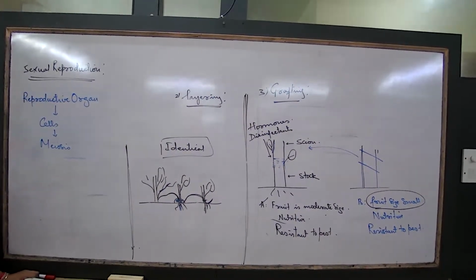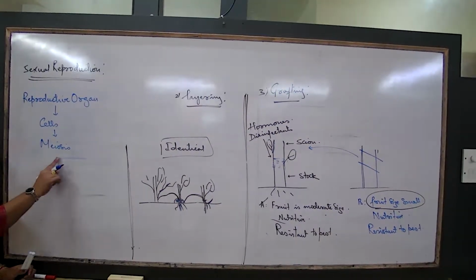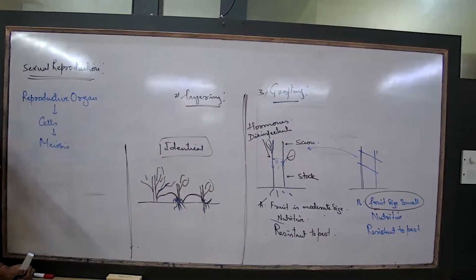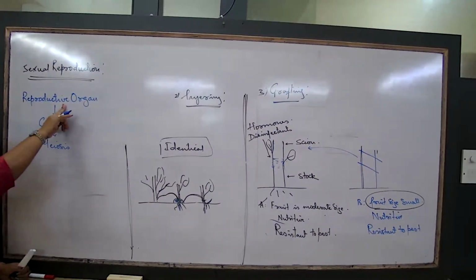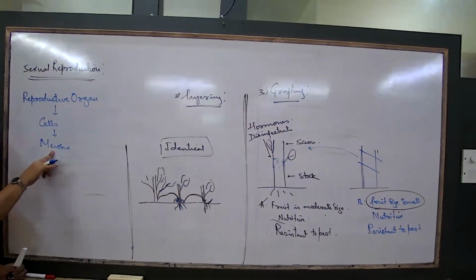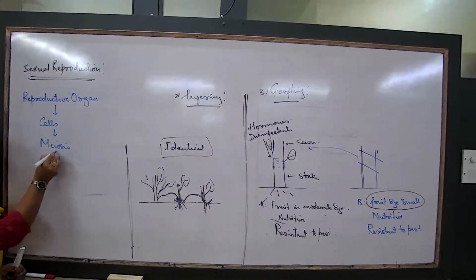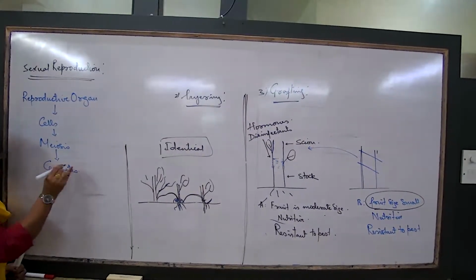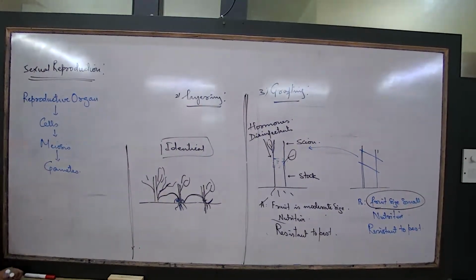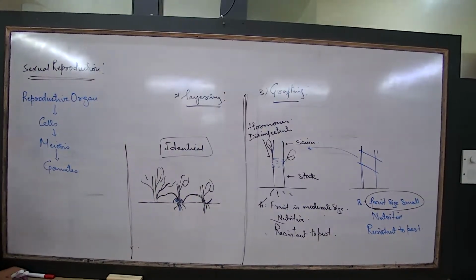What about the chromosome number? Half of it, whatever the parent cell has. So if it is a concept of sexual reproduction, the first thing to remember is the cells of the reproductive organs will always undergo a process known as meiosis and result in the formation of specialized cells, and these specialized reproductive cells are known as gametes.